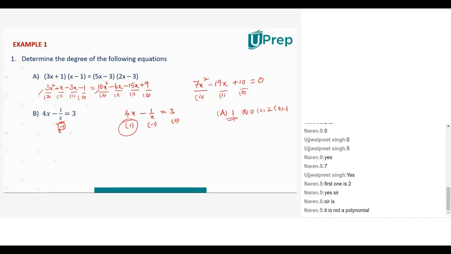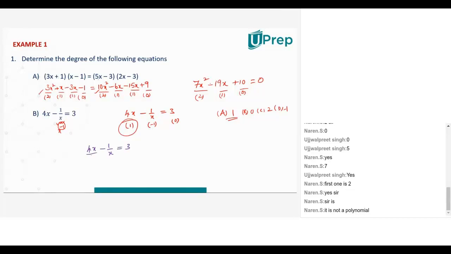Let's observe this. 4x minus 1 by x equal to 3. Can I write this side as 4x by 1? Now, what is the LCM on the left hand side? It is x. Now, x divided by 1 is x times. That into 4x, so it is 4x square minus 1 equal to 3.